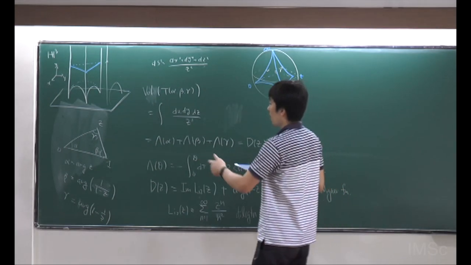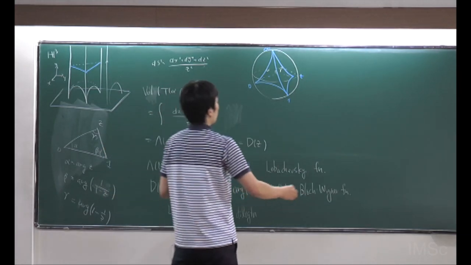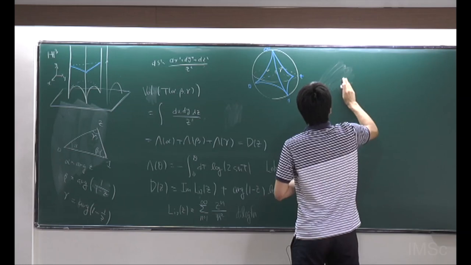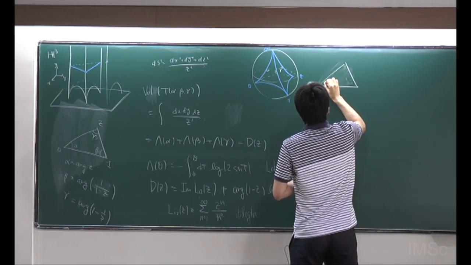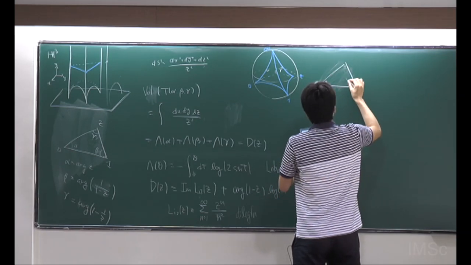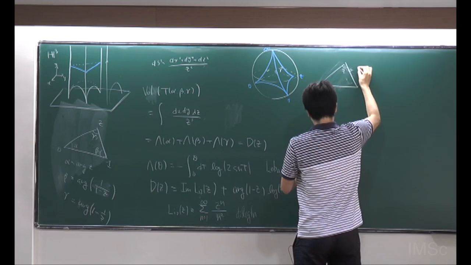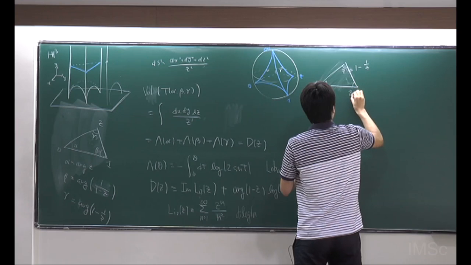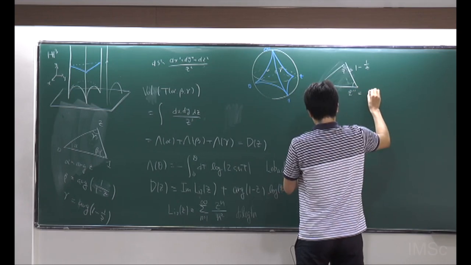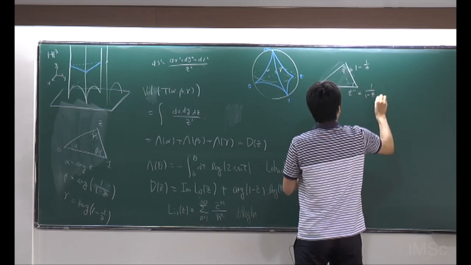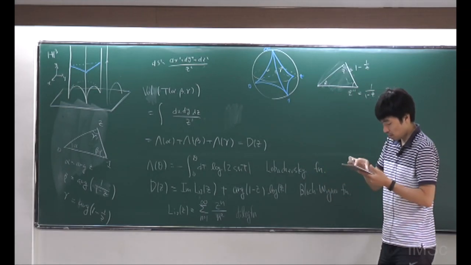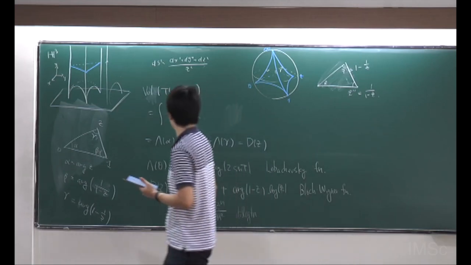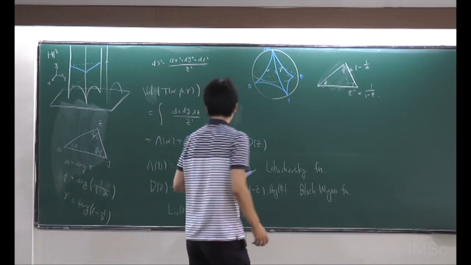Instead of writing this alpha, beta, gamma, the people in hyperbolic geometry often write z prime, which is 1 minus 1 over z, and this is z double prime, which is 1 minus, like this. This is the standard notation in hyperbolic geometry. So this is the ideal tetrahedron.